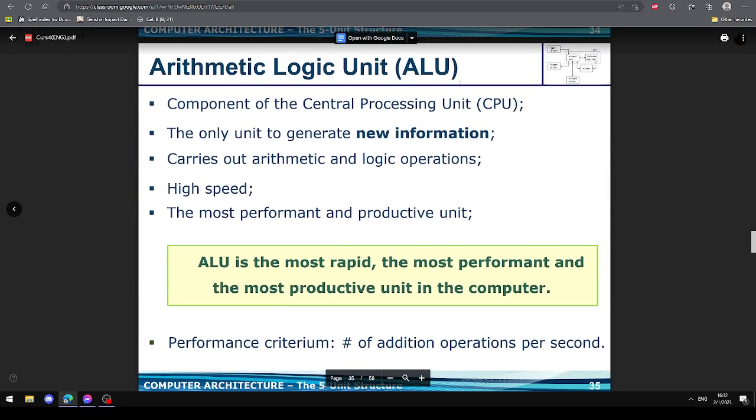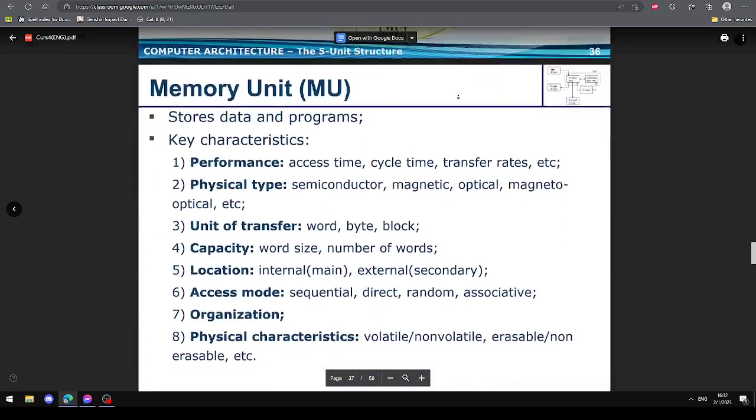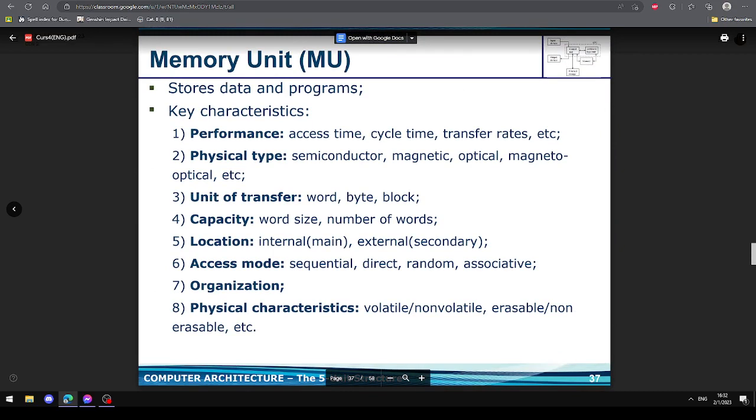Arithmetic Logic Unit, ALU, component of the Central Processing Unit, CPU. The only unit to generate new information. Carries out arithmetic and logic operations. It is high speed, the most performant and productive unit. Memory unit stores data and programs.